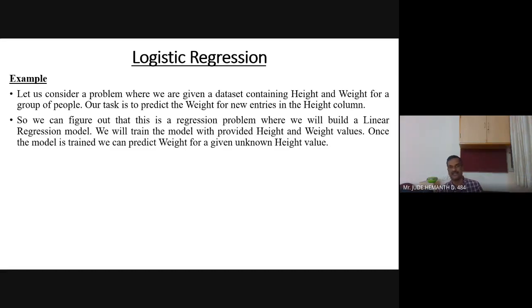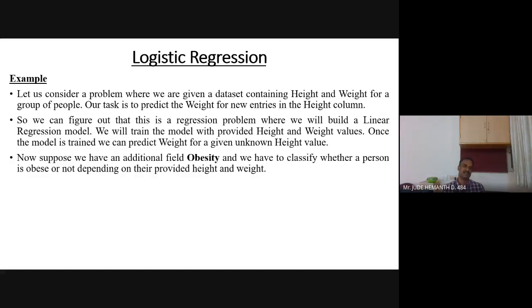Once the model is trained, in the sense that the SGD algorithm and all those steps are done, we can predict weight for a given unknown height value. Any new height value, we can predict the weight. Now, after predicting the weight, the doctor or someone suddenly comes and tells you, I need one more step. What is that one more step?